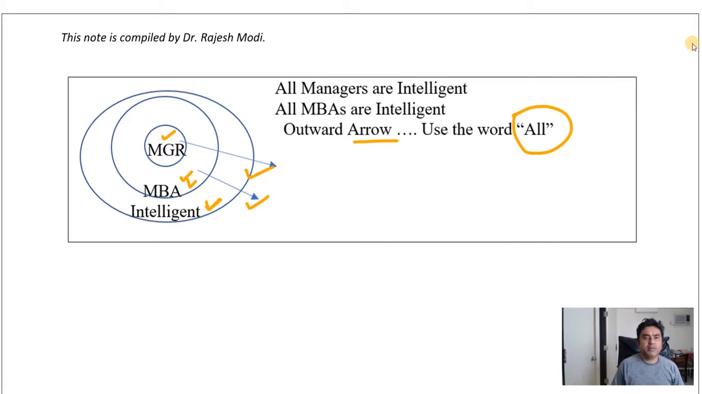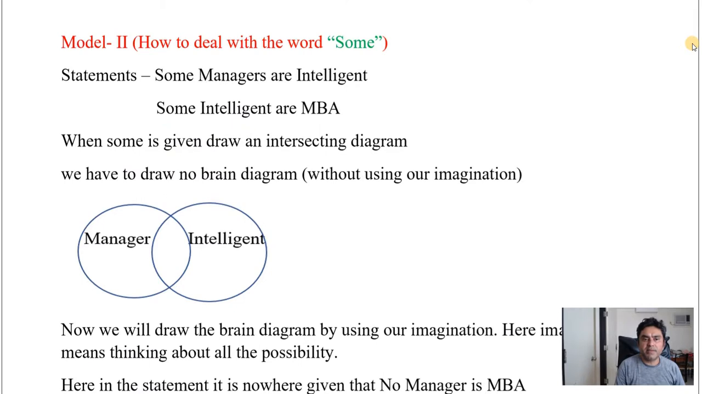Model number 2, where some is written. Some managers are intelligent and some intelligent are MBA. So some managers, not all, are intelligent. This is the intelligent portion, and this is the manager and intelligent portion. It talks about this particular area, the intersection of managers and intelligent. So when some is written, in 99% of cases it is an intersection of the two diagrams.